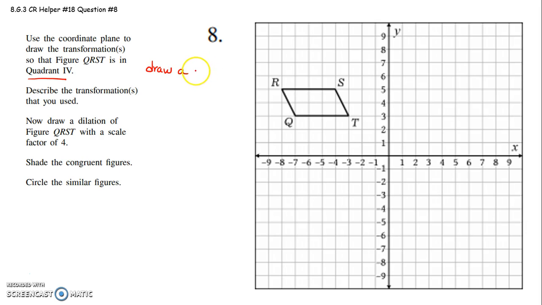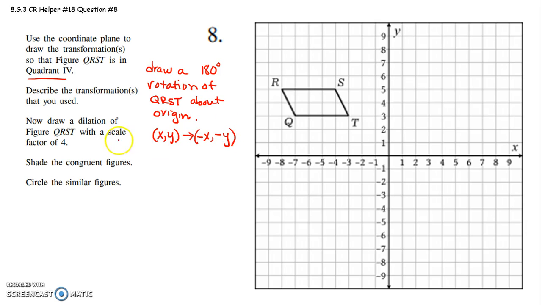a 180-degree rotation of QRST about the origin. All right. So that means I'll take my original coordinates and I'll just change the sign of each. That's a 180-degree rotation about the origin.